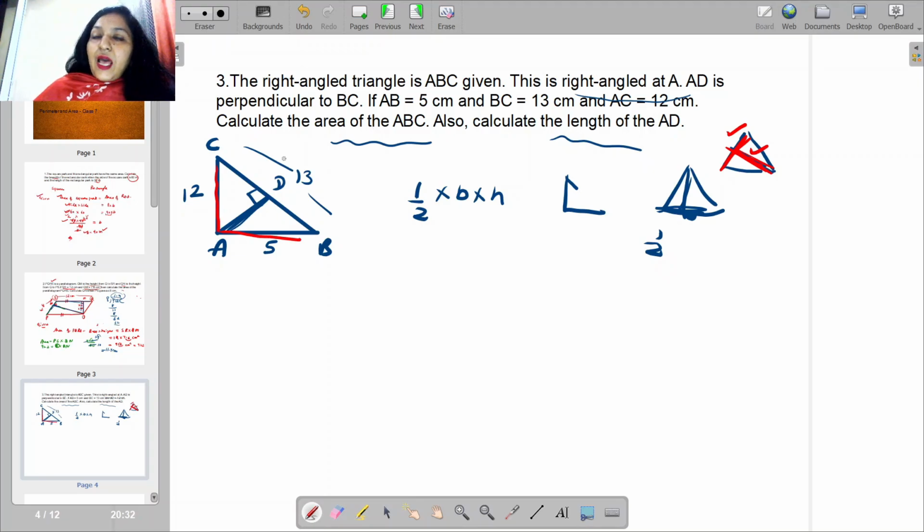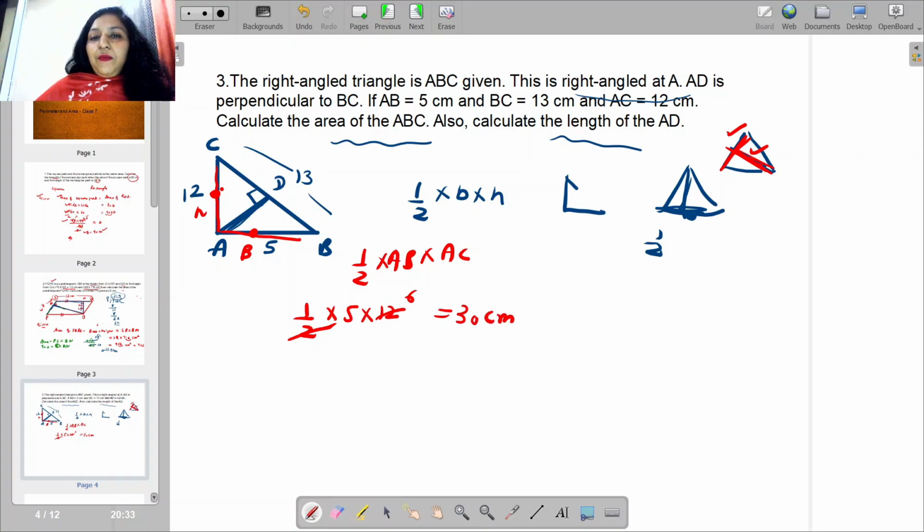In the case of a right angle triangle, one side can be taken as base, another side can be taken as the height or the perpendicular. So area of this triangle ABC, that is half of AB, which is base, perpendicular on this base is AC. That is half into 5 into 12, 12 divided by 2 is 6, and 6 into 5, answer is 30 centimeter square. Area आ गया आराम से.